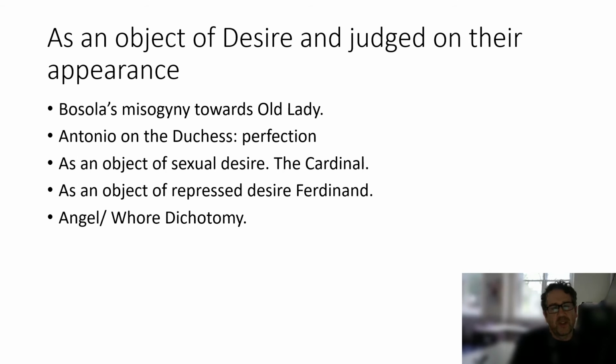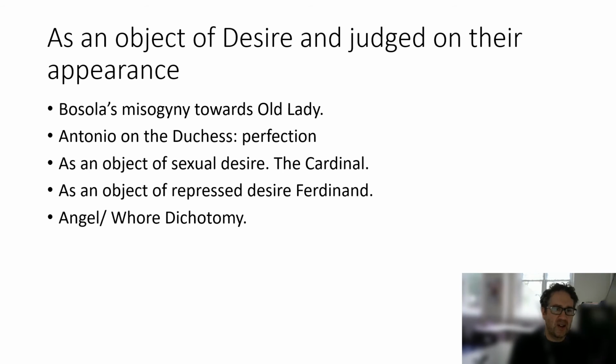So women are seen as objects of desire. They're judged on their appearance. Not only is the Duchess seen as perfection, both in her virtue, but also in her looks as well. Women are seen as objects of sexual desire. The Cardinal takes Julia, but doesn't seem to show any love for her. Maybe she's an object of repressed desire for Ferdinand. But Ferdinand also talks in general, as does the Cardinal, about women being inconstant, that they change their mind, they cannot be trusted. There's lots of references to animals as well.